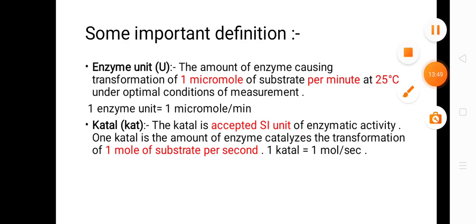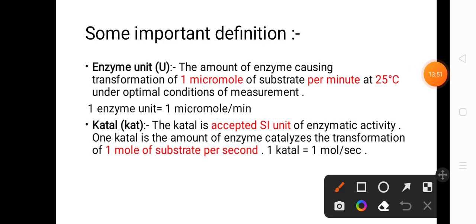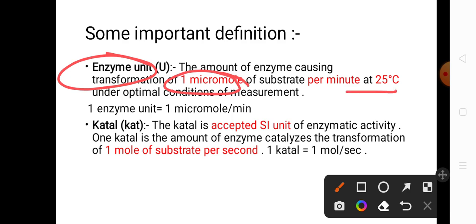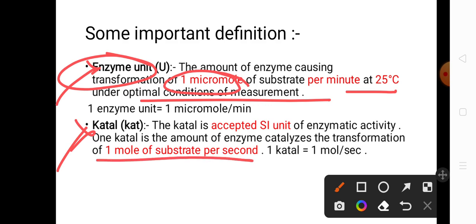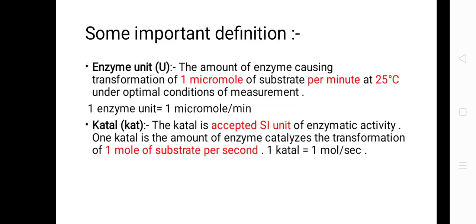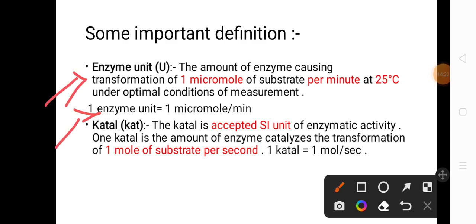For example, if you see the definition of enzyme unit, here we are saying that it is the amount of the enzyme causing transformation of 1 micromole of substrate per minute at 25 degrees centigrade under optimal conditions of the measurement. That is enzyme unit. And in katal, it is the amount of the enzyme causing transformation of 1 mole of substrate per second. So that is the idea of enzyme unit and katal. You can see here we are measuring the enzyme on the basis of its activity. So that is very important.